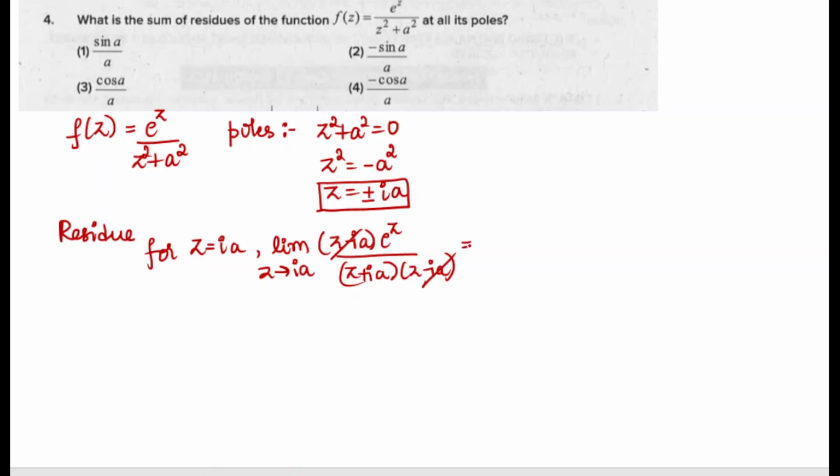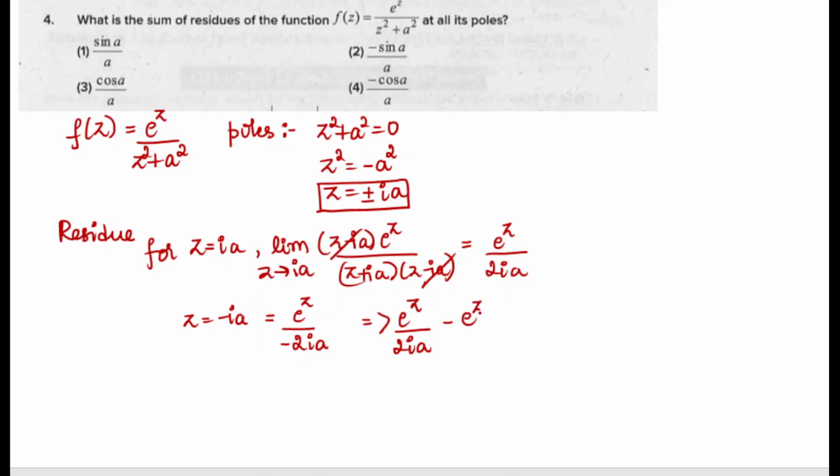I get cancelled, so we are getting e to the power of z divided by 2 times ia. If I do it for z equal to minus ia, I'm going to get the solution e to the power of z divided by 2 times minus 2 times ia. The sum of the residues is e to the power of z divided by 2ia minus e to the power of z divided by 2ia. It will be 0, and 0 is not given in any of the options.